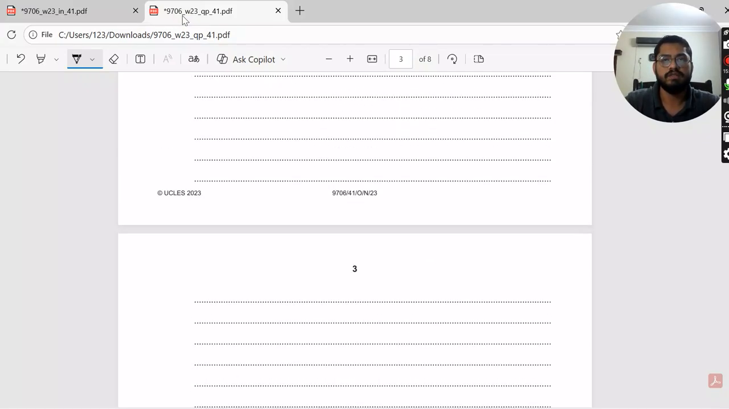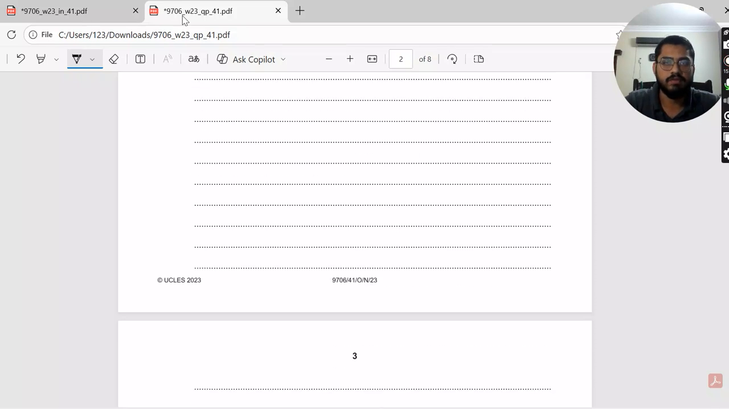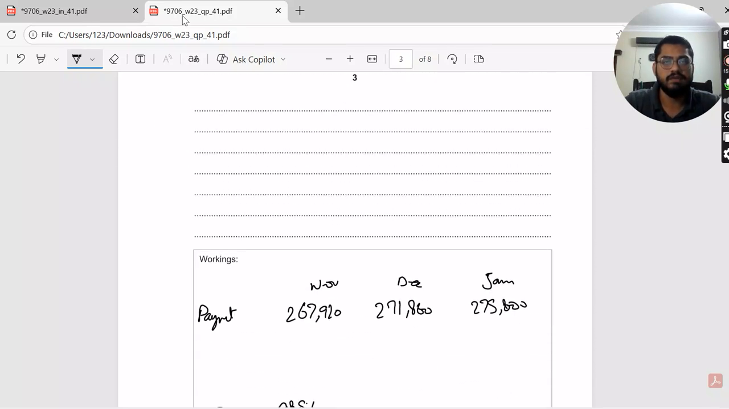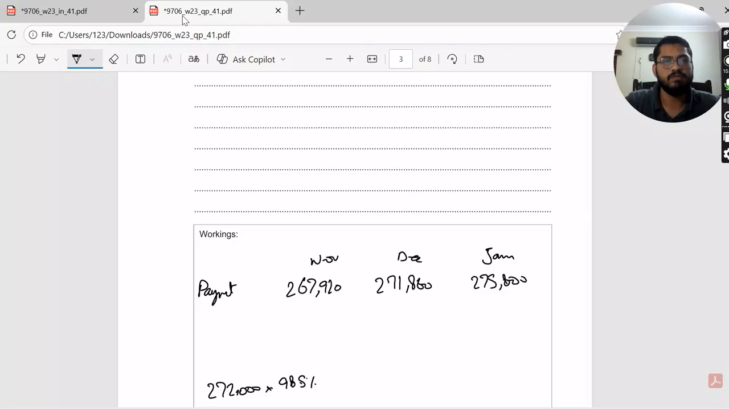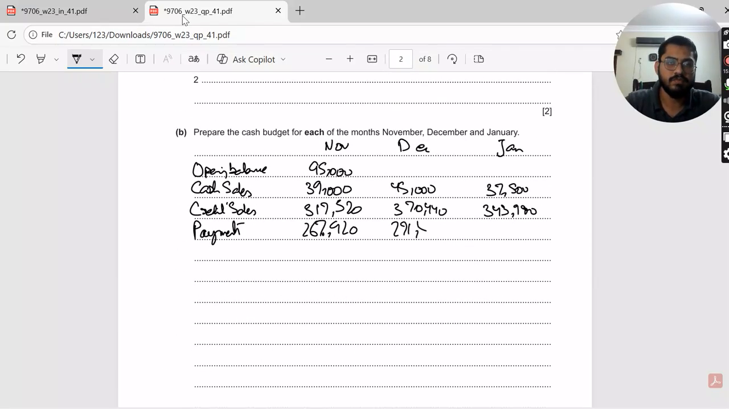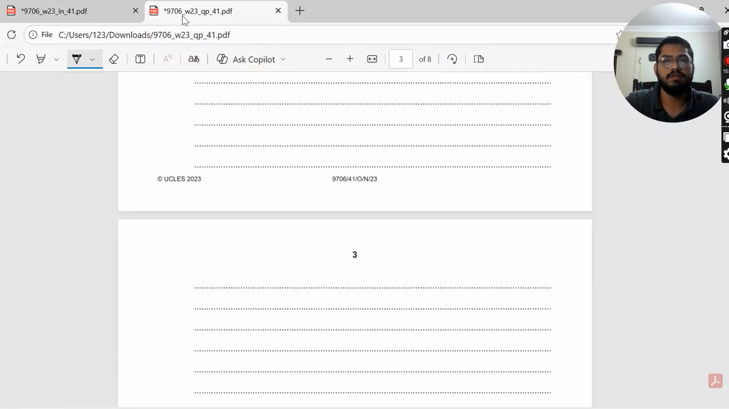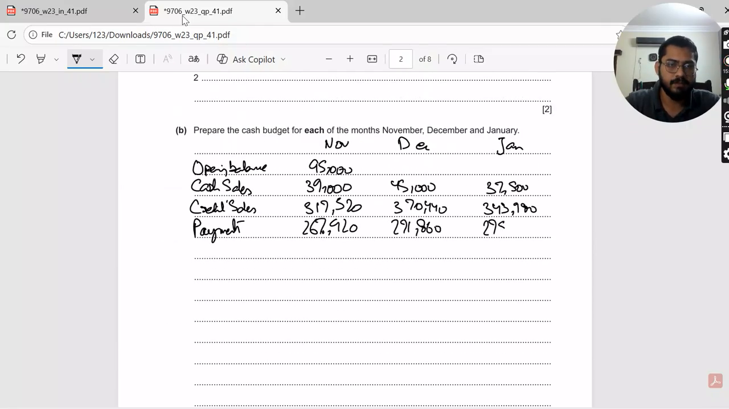Okay, let's write down the cash outflows accordingly. So we have the payments now, and for the month of November we have 267,920. Then in December we have 271,860. And then for January we have 275,800. All of these are our cash outflows, so we'll be deducting these balances.